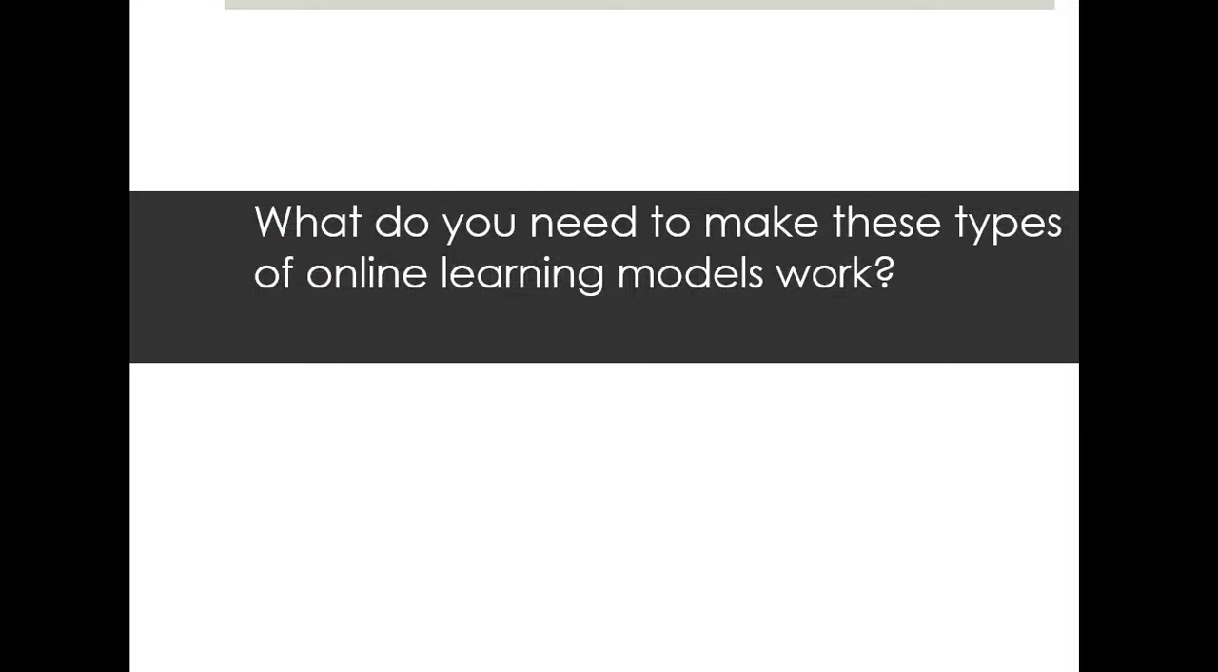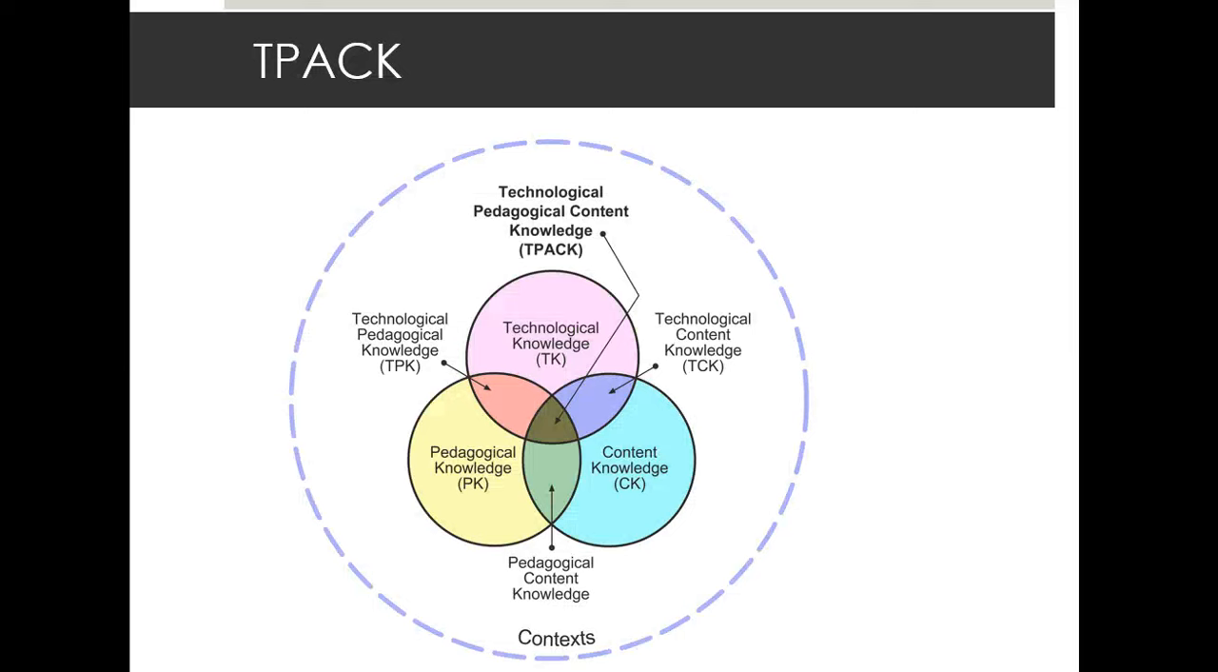So what do you need to make these types of online learning models work? There's something called TPAC. And it is the technological, pedagogical content knowledge. It is right here, and I know you've heard this word referred to before, but TPAC is a whole bunch of things combined, and it is how we learn online. It is using the technology piece with the knowledge piece and the content piece, and merging those all together.